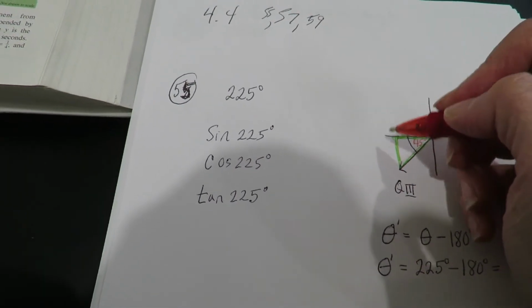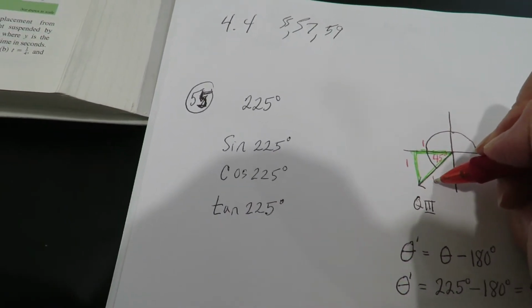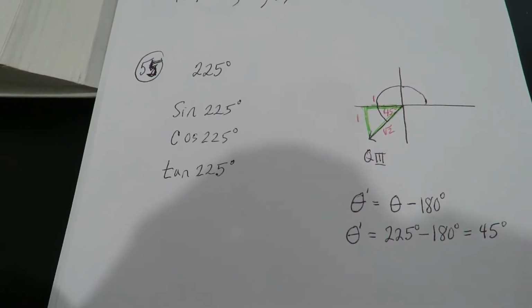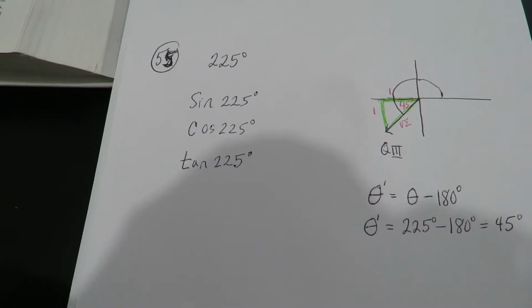So I have this triangle memorized. It's a 1, 1, radical 2. That is the 45, 45, 90 triangle.